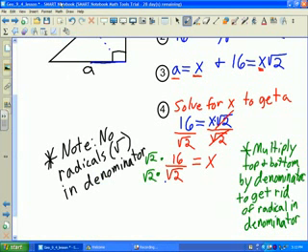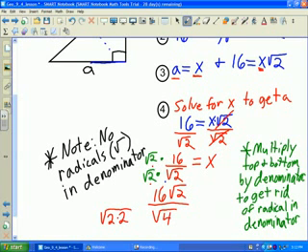Now we're going back to the problem where I multiplied top and bottom by square root of 2. On top that simply becomes 16 square root of 2, which also means 16 times square root of 2. And on the bottom, what is the square root of 2 times square root of 2? It's like saying, off to the side, 2 times 2 inside here, which is the square root of 4.